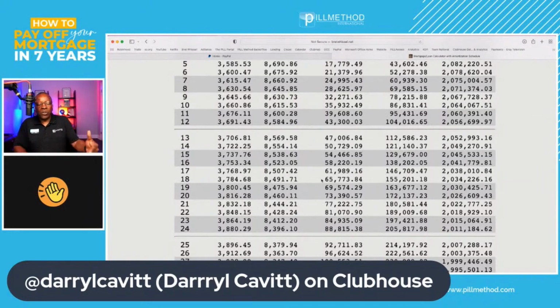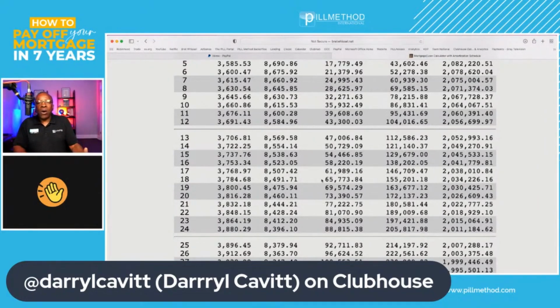When it came time for your exit strategy, now you have a lot more equity based on paying down the loan, and you don't have to rely on market conditions. Does that make sense?